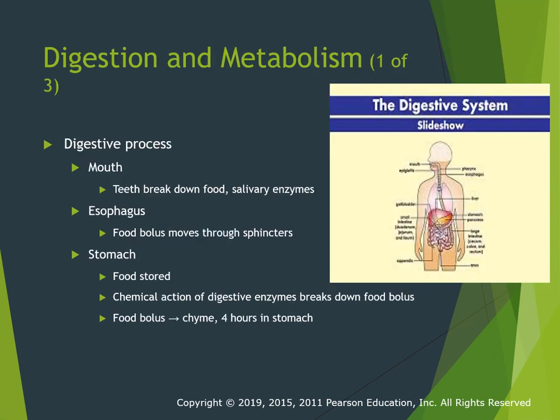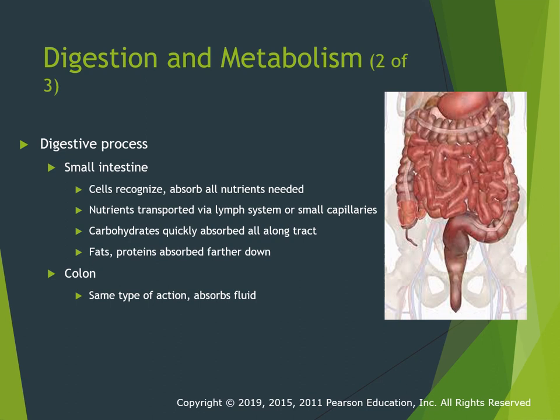Digestion and metabolism. So digestion takes place in the mouth, the teeth, food breakdown, the salivary enzyme. It goes through the esophagus, and so it has a bolus. We chew it up, and the saliva makes what's called chyme, and then it goes to the stomach, and then it goes to the small intestines, and to the large intestines. Now, as you can see here in the small intestines, this is where absorption of nutrients is going on.